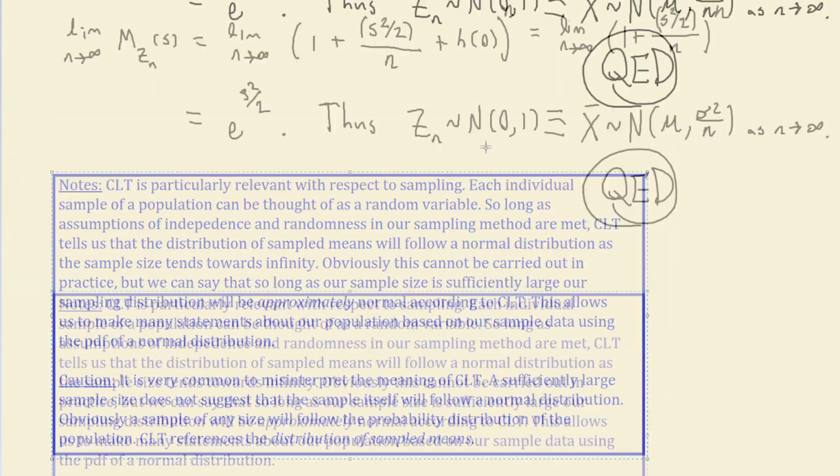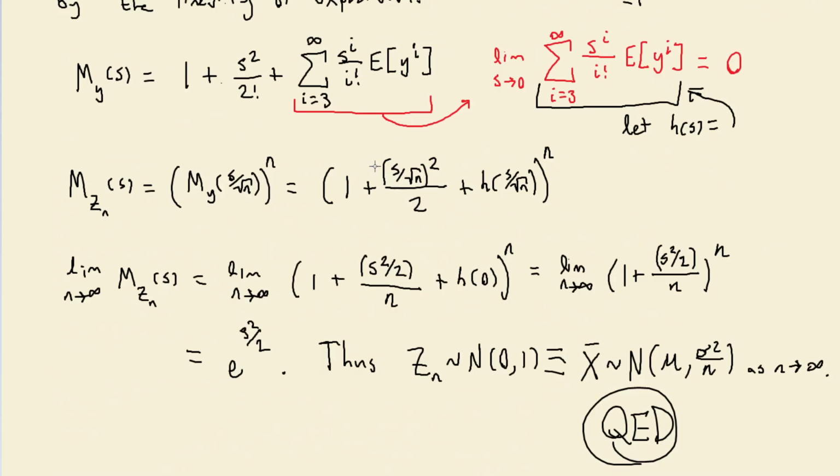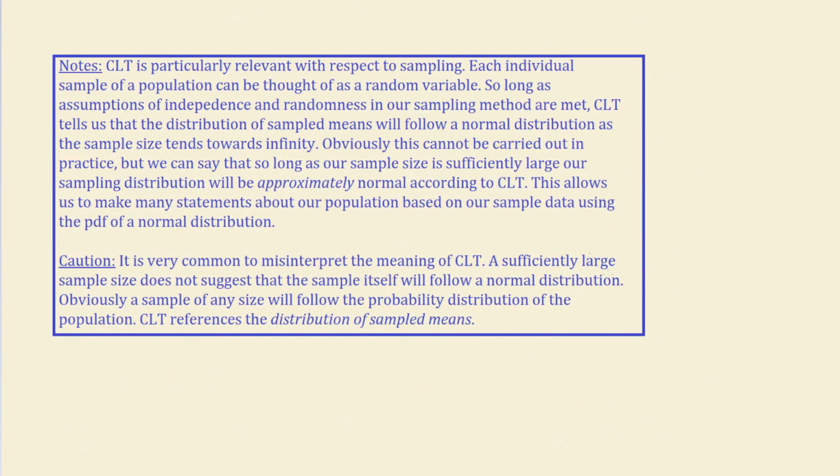But I do want to return to this idea that I outlined in these notes, which is that all we've proven here is that, if you want to think about the context of a sample of a population, as our sample size tends toward infinity, the distribution of sampled means is normally distributed with a mean of mu and a variance of sigma squared over n.